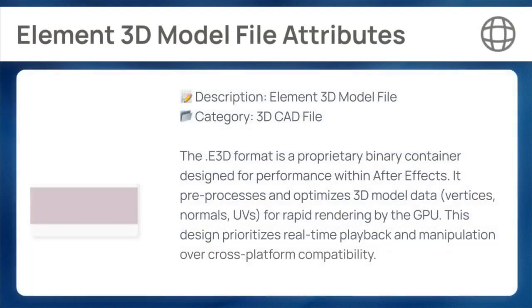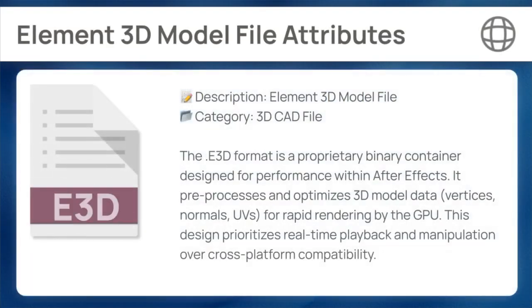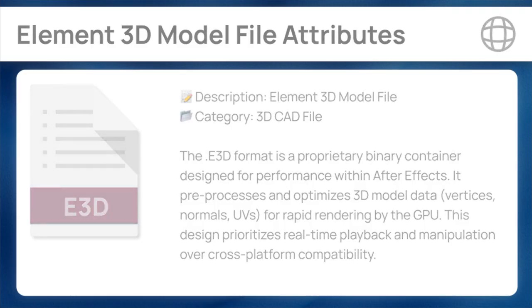The .E3D format is a proprietary binary container designed for performance within After Effects. It preprocesses and optimizes 3D model data, vertices, normals, UVs, for rapid rendering by the GPU. This design prioritizes real-time playback and manipulation over cross-platform compatibility.